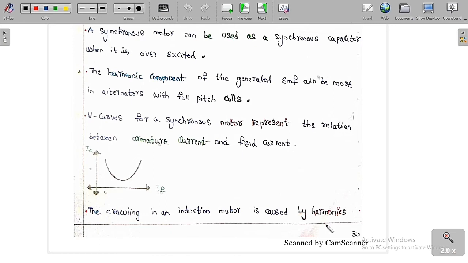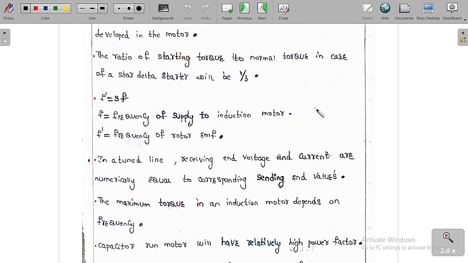At the high slip region, we get a stable region. As the slip is high, the speed of the motor is very low, nearly equal to Ns by 7. So crawling simply means the induction motor is running at low speed, assuming it is a stable region. Therefore, crawling in an induction motor is caused by the harmonics developed in the motor. Because of these harmonics, the rotor runs at a very low speed, nearly equal to 1 by 7 of the synchronous speed, assuming it is in a stable region.